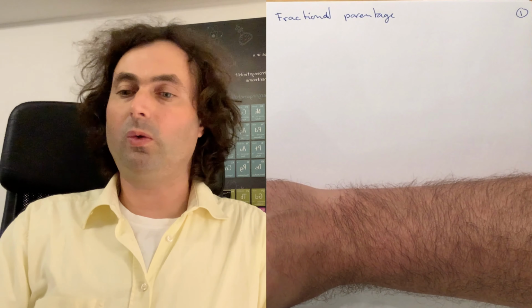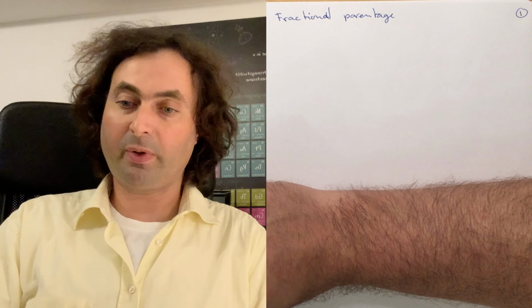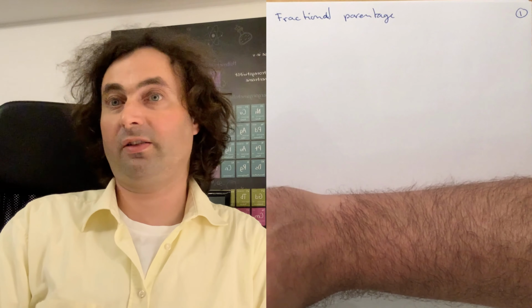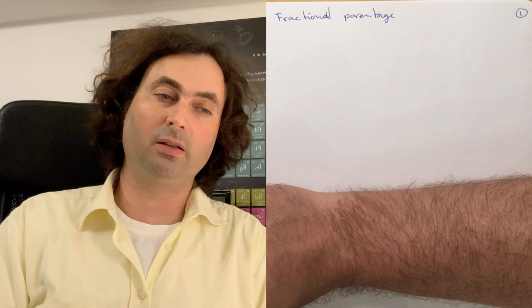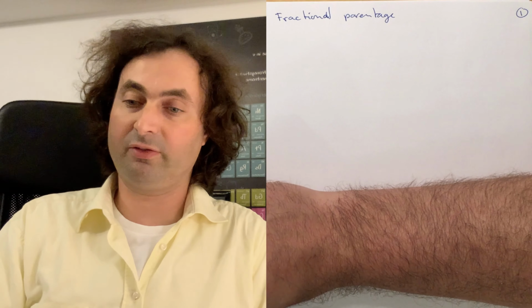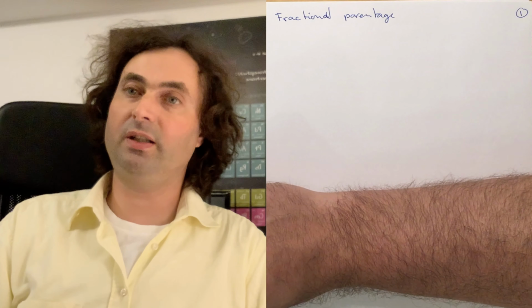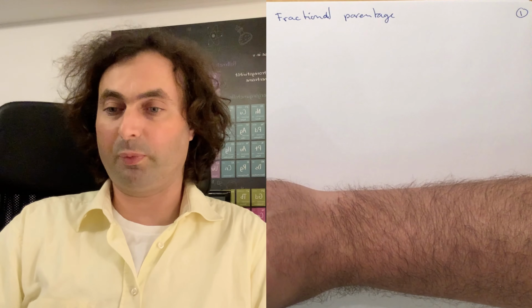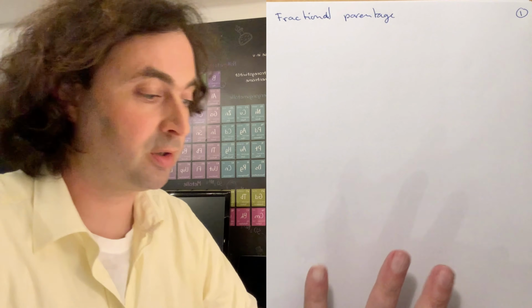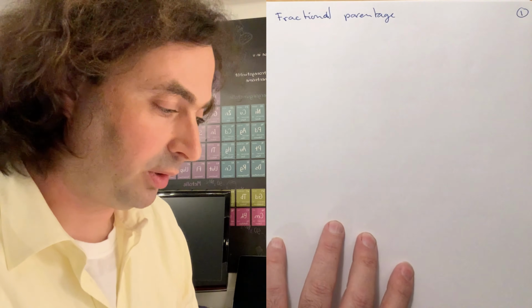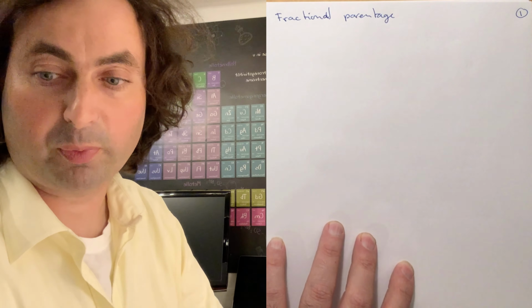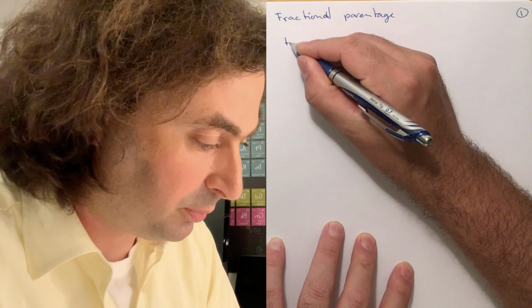In this video I want to talk about fractional parentage, or better said, the effect that the local atomic multiplets have on the possibility of the propagation and hopping of electrons. We've seen before that we can describe the propagation of electrons in a tight binding model.